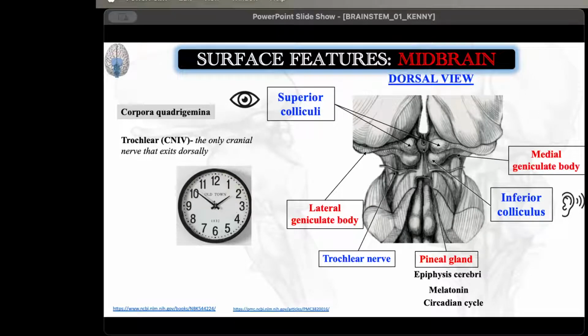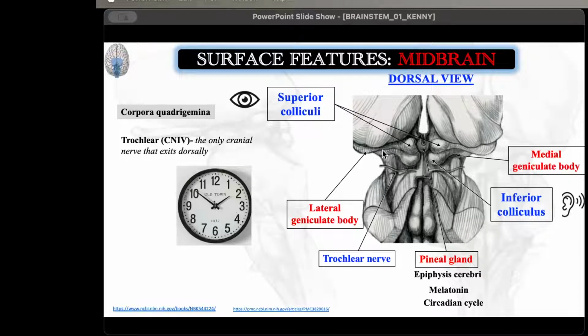And so we have a nerve that originates on the posterior aspect of the midbrain, known as the trochlear nerve. The trochlear nerve is the only cranial nerve that exits the brainstem on the posterior surface. All other cranial nerves will exit from the ventral or ventrolateral side of the brainstem, but only the trochlear nerve comes from the posterior surface of the brainstem. So that is it about the posterior aspect of the midbrain.